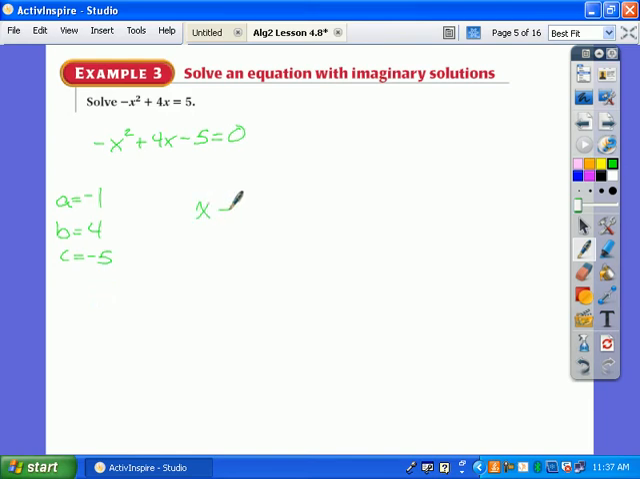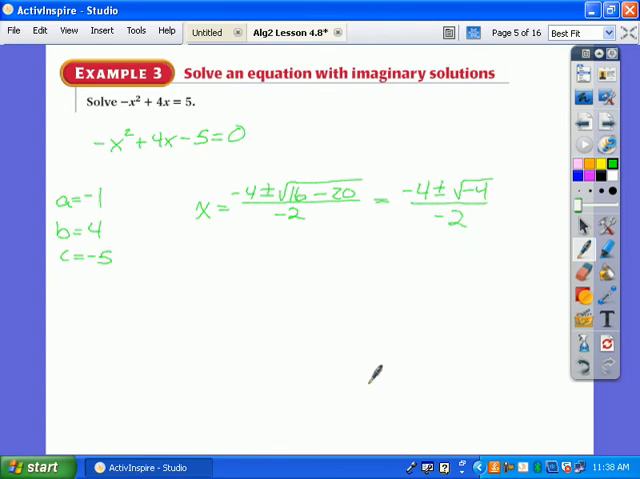So again, using the quadratic formula, x equals -b, so -4, plus or minus the square root of b squared, so 16, minus 4 times a times c. So a times c is +5, times 4 is 20, all over 2 times a, so -2. We now go through and do the arithmetic. 16 minus 20 is -4. So again, -4 plus or minus the square root of -4 all over -2.